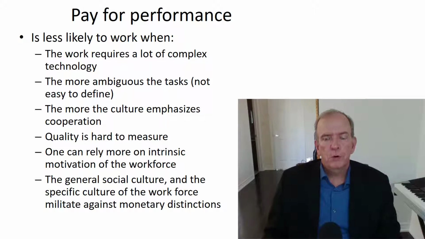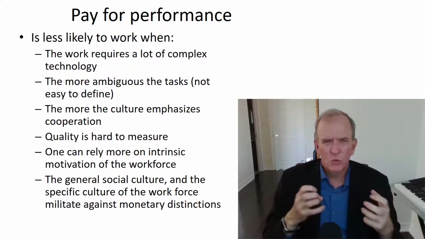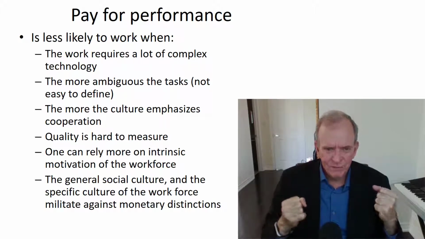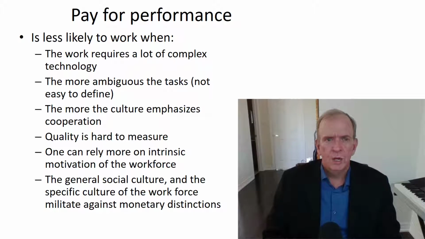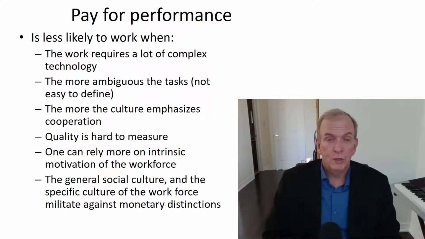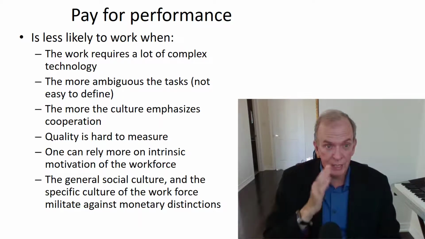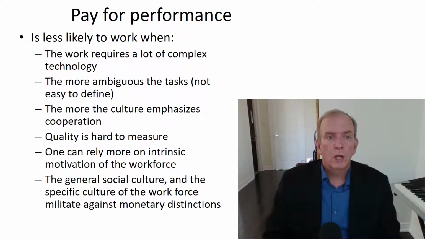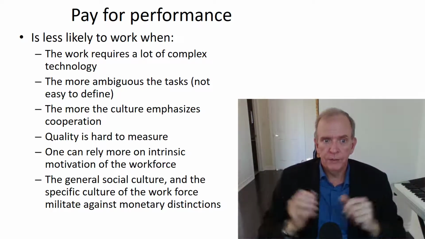So pay for performance is likely to work when the work does not require a lot of complex technology. It's less likely to work when it requires a lot of complex technology, because how do you measure it? It's not so quantifiable. Anything that's very difficult to measure, it's hard to put in pay for performance requirements. It's better to have salary, and then performance related to maybe how the company does as opposed to the individual. The more the culture emphasizes cooperation, again, you don't want that aspect where I'm competing against you if it's more a team environment, unless the pay for performance is based on the team, not the individual.